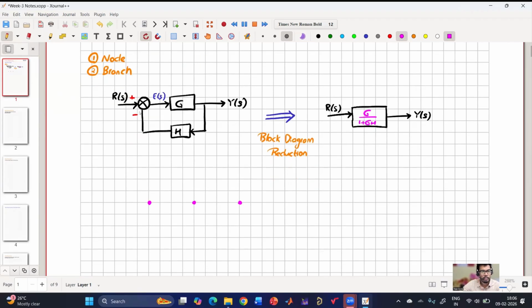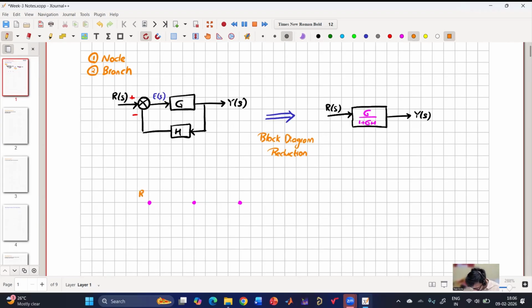Now from R of S to E of S, there is no gain, only a summer block. So there is only gain 1, because E of S is R of S minus something. Let me mark this also.